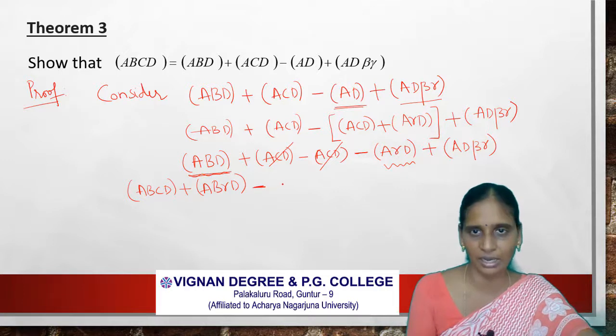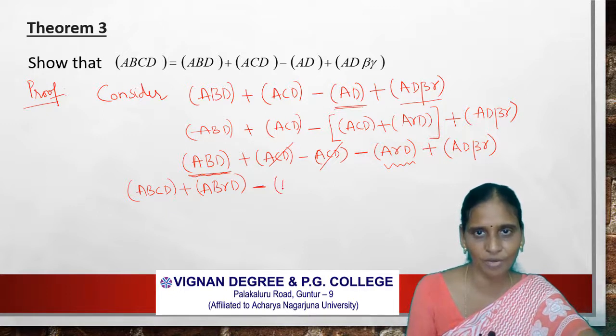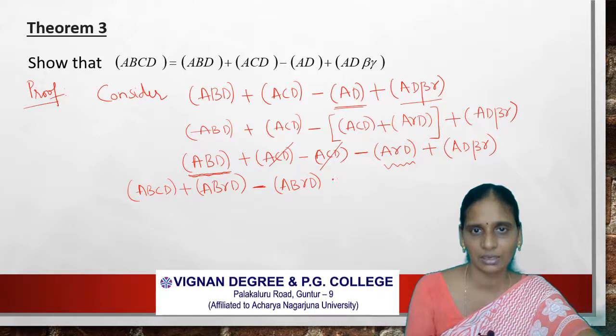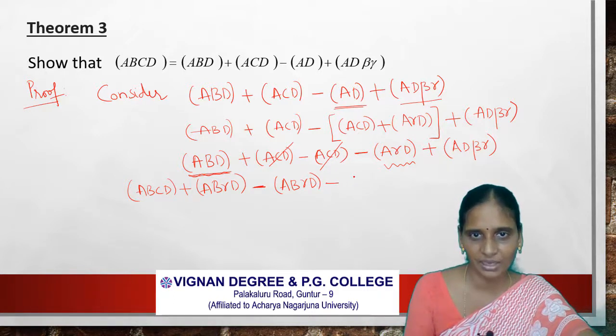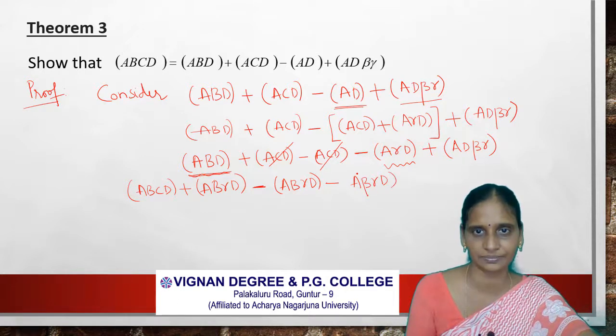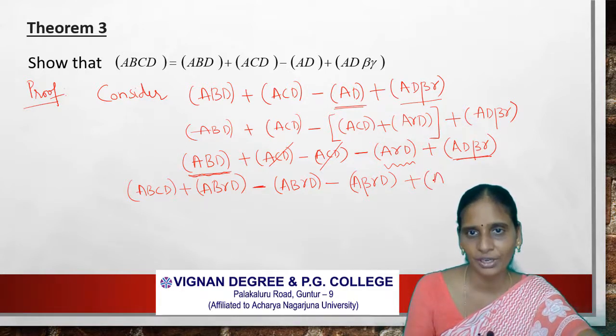So now frequency of A gamma D can be written as frequency of AB gamma D, I have to multiply with minus, A beta gamma D, plus, and the remaining term, frequency of AD beta gamma.